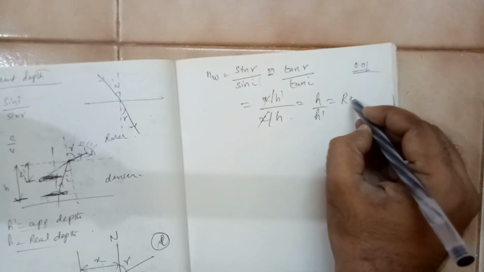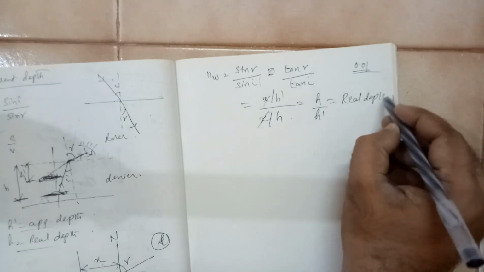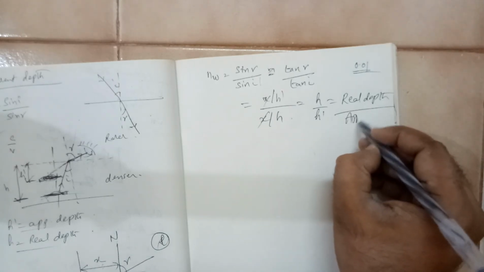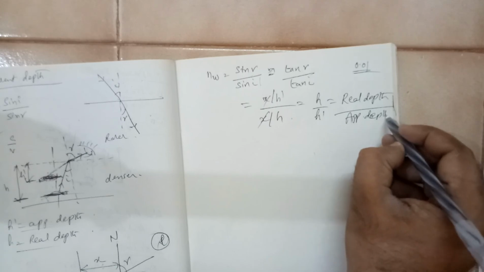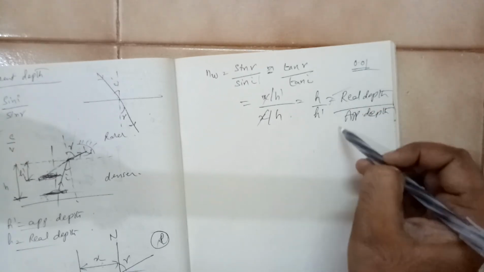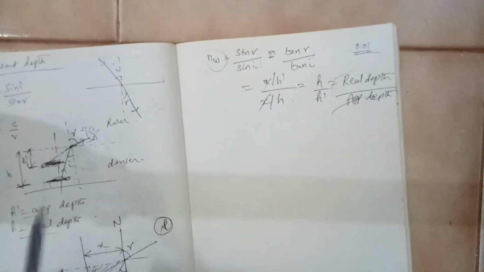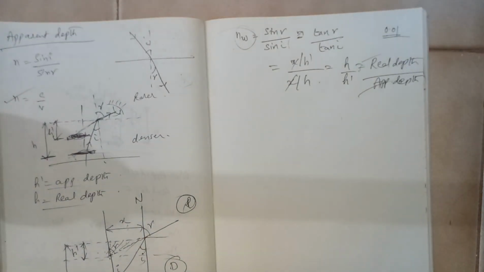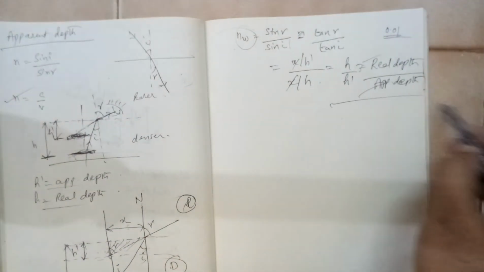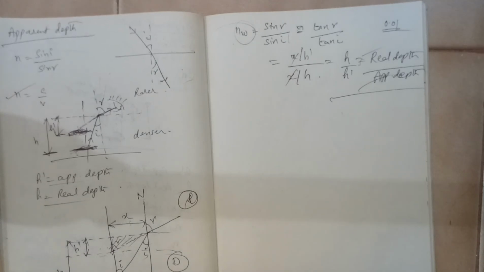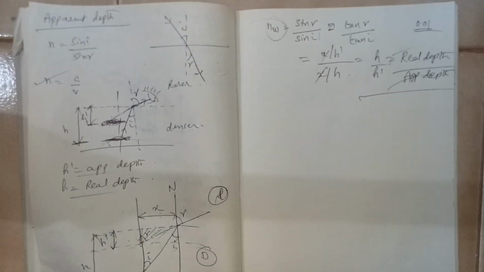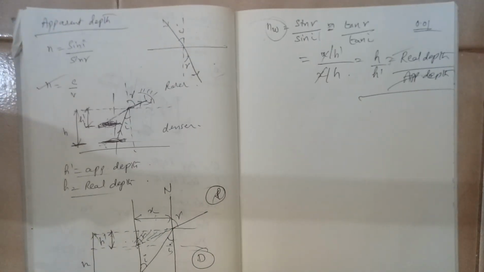And what is h by h dash? It is real depth divided by apparent depth. So if you take the ratio of real depth and apparent depth, even then you are going to get the refractive index. So this is the third approach, and this is the concept behind apparent depth. Thank you.